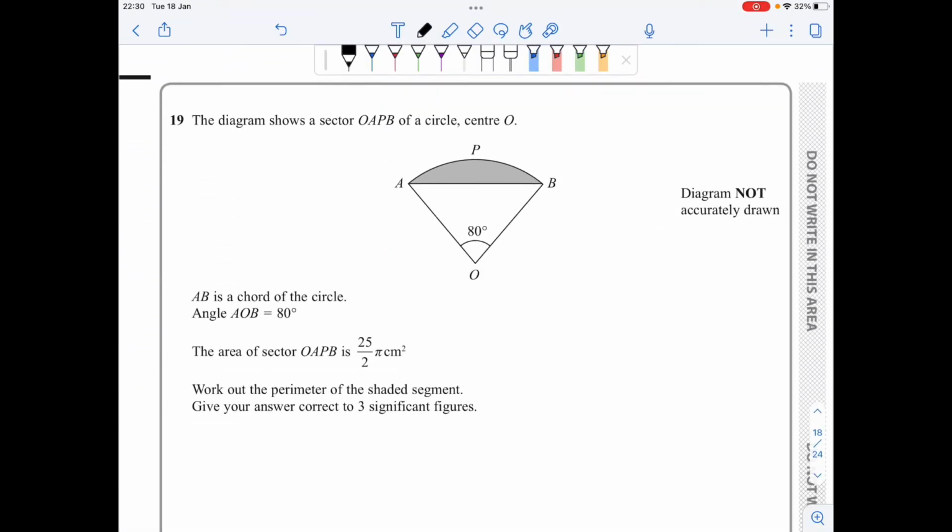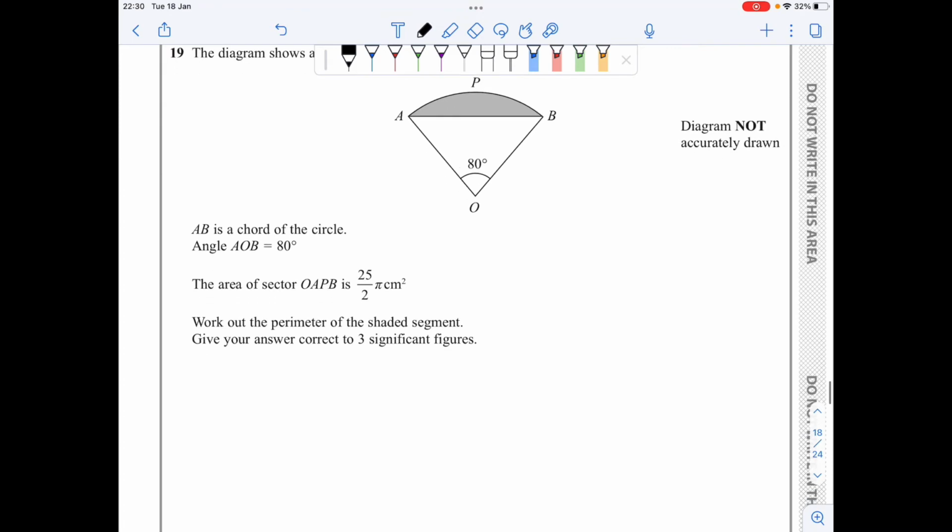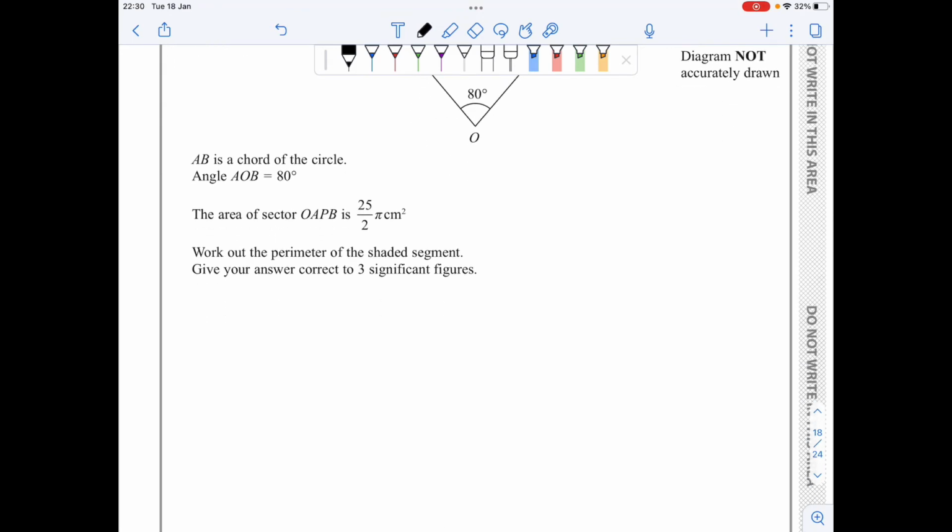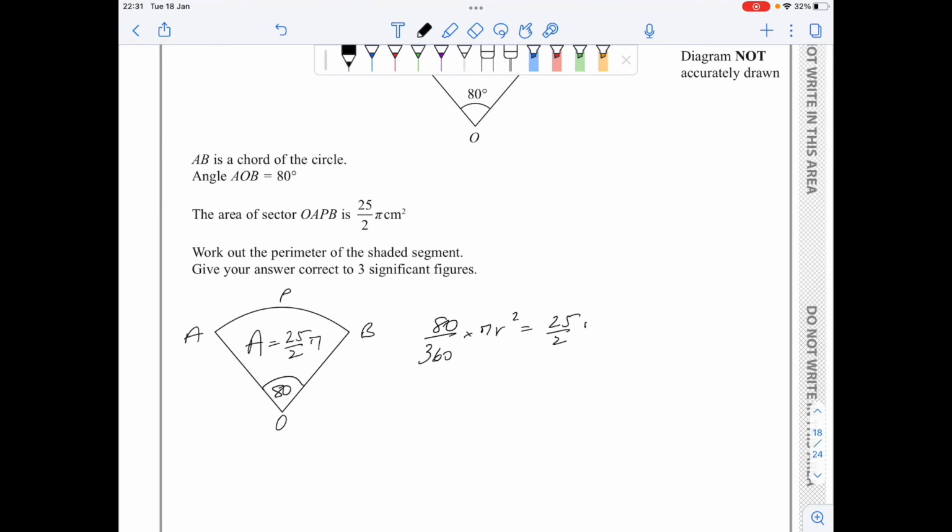In question 19, I'll start by using the area of the whole sector to find the radius. So here is the sector again. And the formula I'm going to use is 80 over 360 times pi r squared is equal to the given area. I'm going to cancel out the pi's. So r squared is 25 over 2 divided by 80 over 360, which is 225 over 4. So r is the square root of this number, which is 15 over 2, or 7.5.